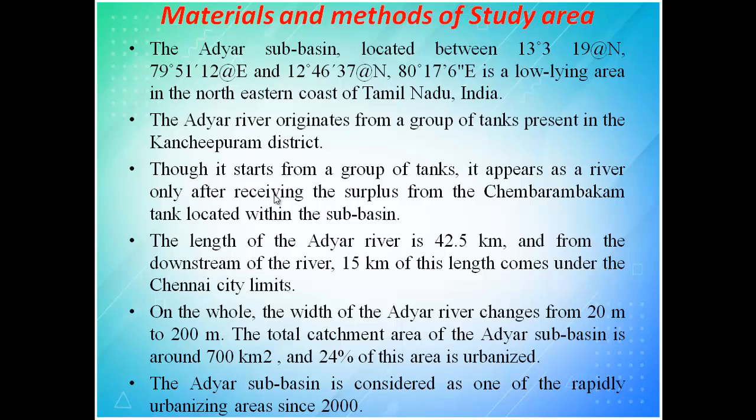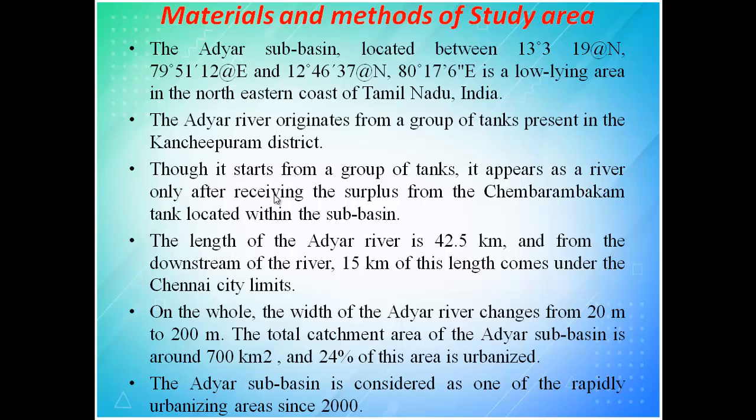If it gets more water and you open it, only then will the Adayar river get water. The length of the Adayar river is around 42.5 kilometers. So think, it is not a small river, it is a very big river of 42.5 kilometers. From the downstream of the river, 15 kilometers of this length comes under Chennai city limits. So that 15 kilometers of 42.5 comes under the city limit itself. On the whole, the width of the Adayar river changes from 20 meters to 200 meters.